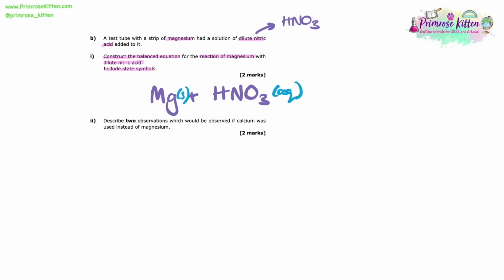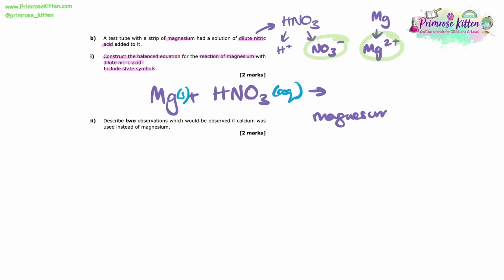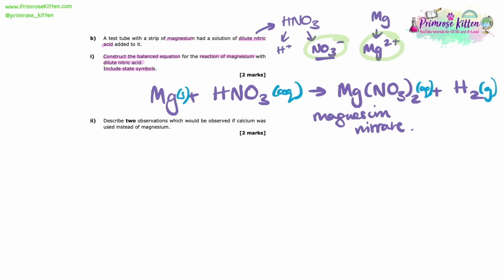Now magnesium is a solid, acids are aqueous, okay? So this is going to make our salt, and we should know that the salt that we make here is magnesium nitrate. Let's remind ourselves of how to get the formula for magnesium nitrate. We need to know that the nitrate ion is NO3-, and because magnesium is group 2, we should recognise that it's the Mg2+ ion. So as a result, when we want to write the formula of magnesium nitrate, we need to have 2 of the nitrate ions to balance the charge of the Mg2+. So the formula for magnesium nitrate is Mg(NO3)2 plus H2. And the salt is aqueous, and hydrogen, of course, is a gas.